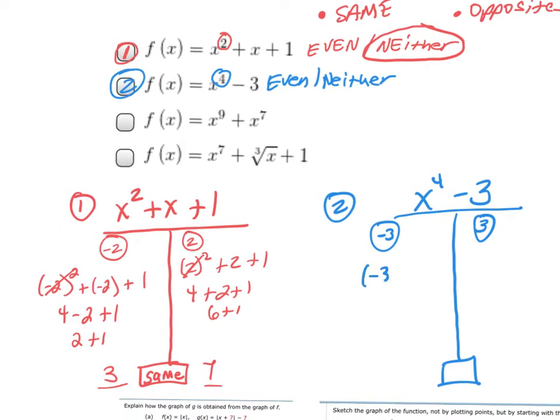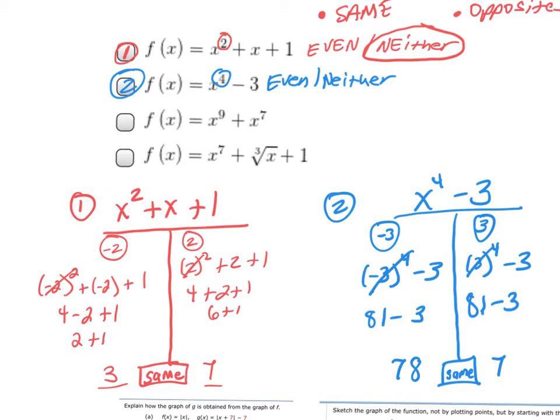So I have negative 3 to the 4th power minus 3. If I think this is even, what should my answers be at the end? The same, right? Okay. So negative 3 to the 4th power is 81, and 81 minus 3 is 78. So now over here, I'm going to plug in positive 3 to the 4th power minus 3. 81 minus 3 is 78. Are those two numbers the same? Yes. So my function here is even.